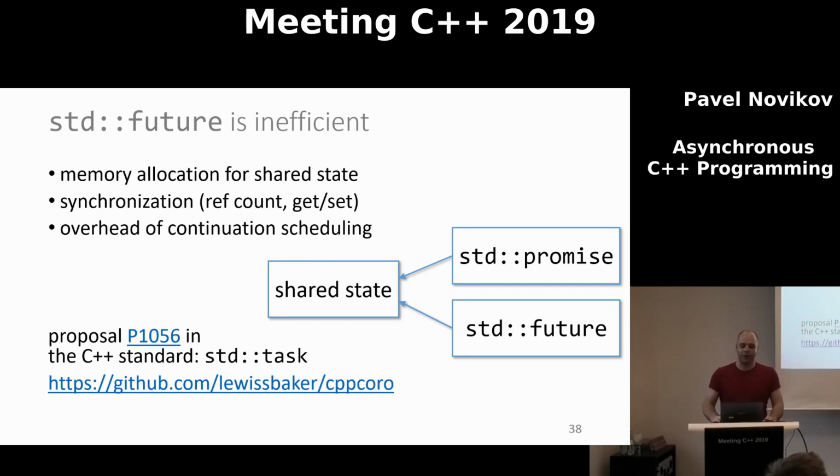We have a proposal to the standard again that will add a lightweight task, but the committee said that task is too, they didn't want to give away that name easily, so they said that you should use a different name, for example, std lazy. Until then, you can use the excellent library by Lewis Baker, CPP Coro. He's done all the heavy lifting for you. You just need to download it and use it.